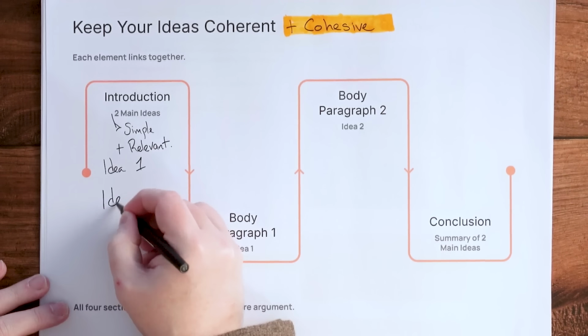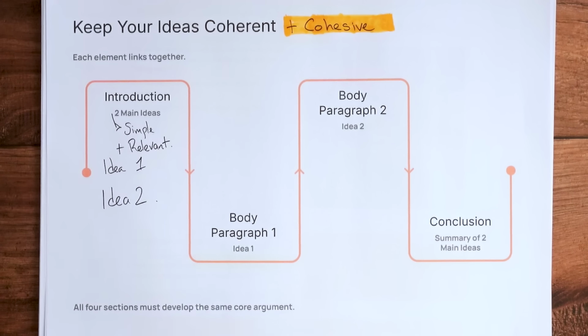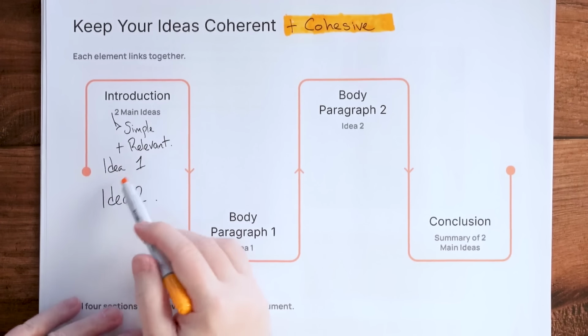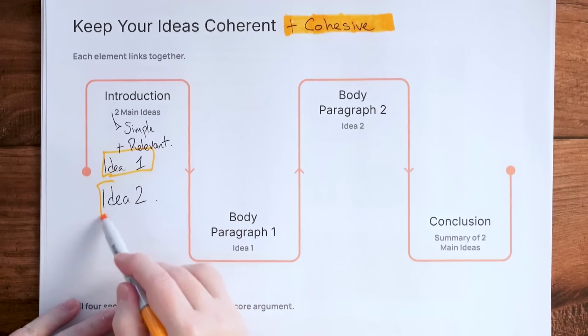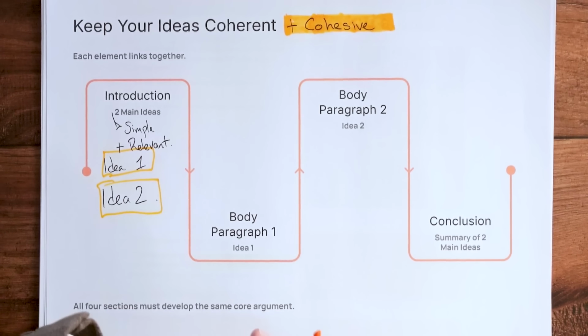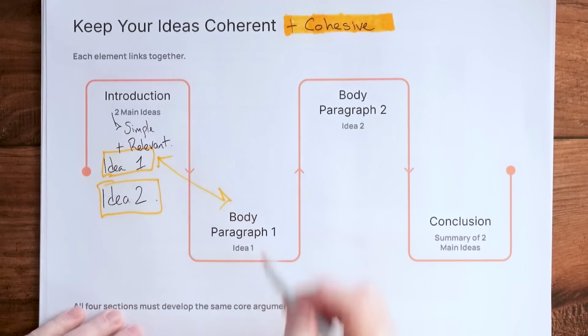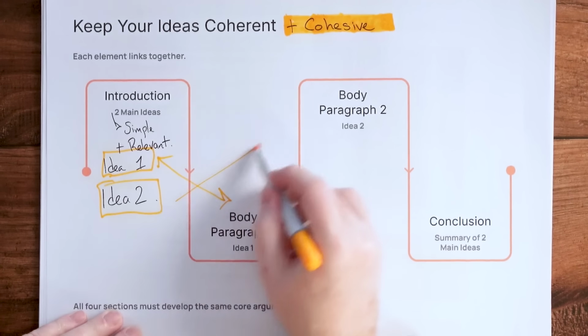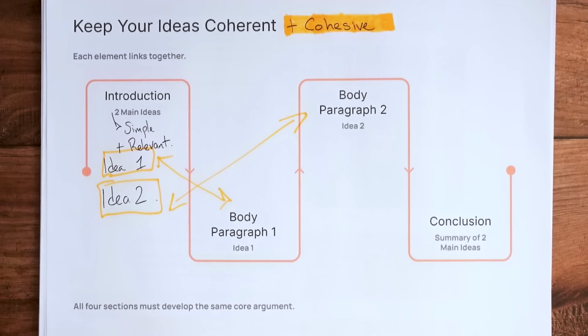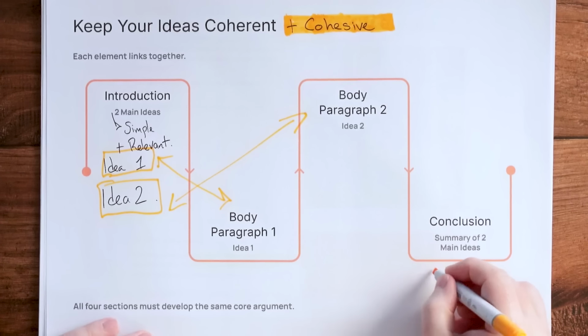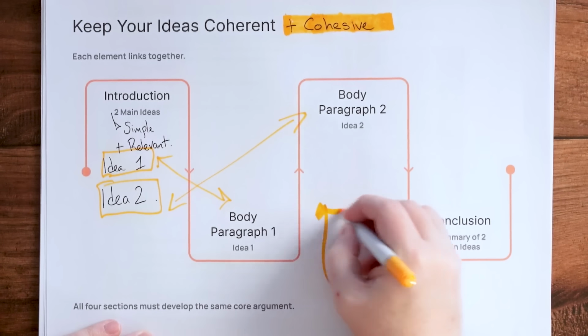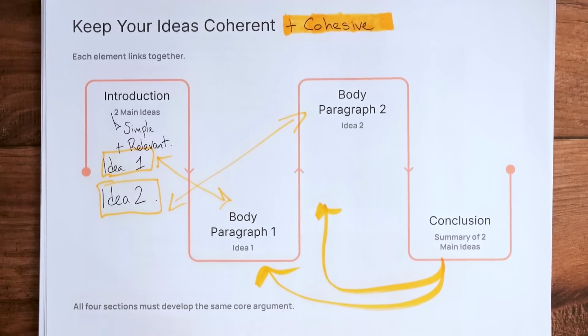So we have idea 1 and we have idea 2. We talked about the different elements that are in our essay. Think of this as one element, and this is another element. How do we make it cohesive? How do we link that together? Well, our main body paragraph talks about idea number 1. Our next main body paragraph talks about idea number 2. Our conclusion is summarizing these ideas, the same ideas. So everything is easy to understand and it is cohesive.